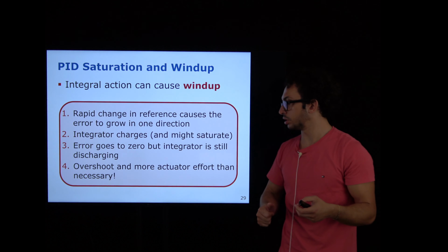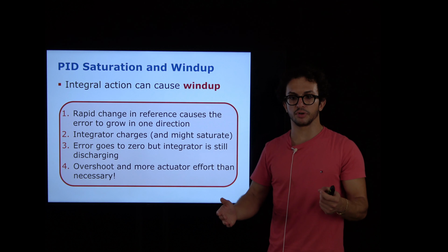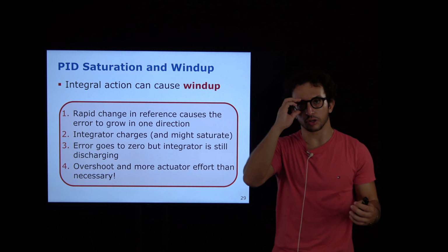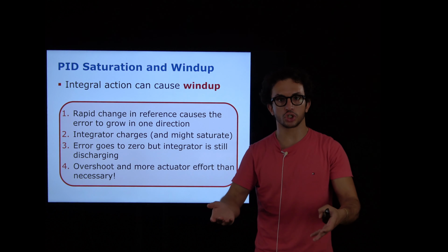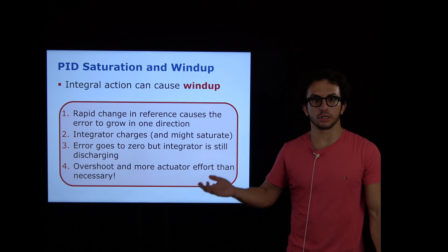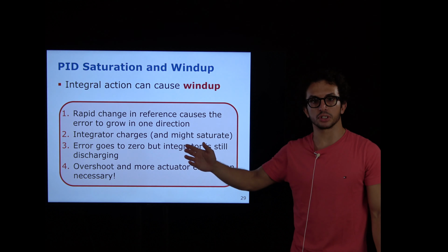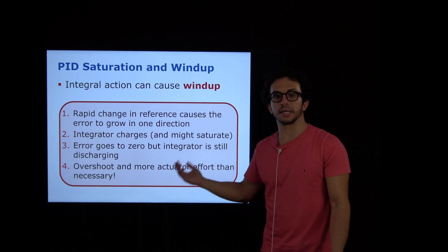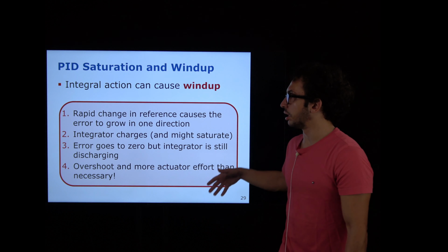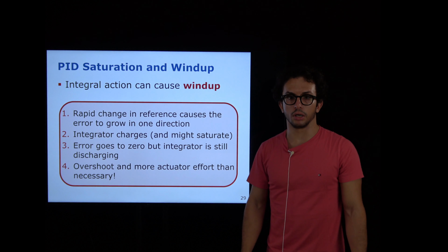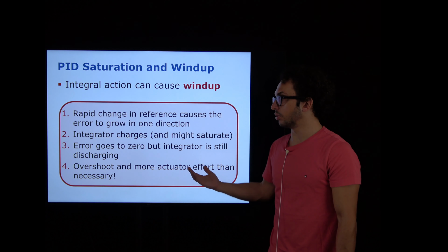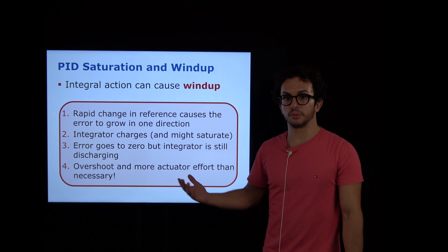And this causes overshoot, more actuator effort than necessary, because you've already hit the set point, but you keep controlling the plant, the process, like crazy, because you want to discharge the integrator. And it's actually a problem, because it might make the process continue evolving, and this might harm the system in general. So this is the windup process, and it's actually the main disadvantage of the PID controller.